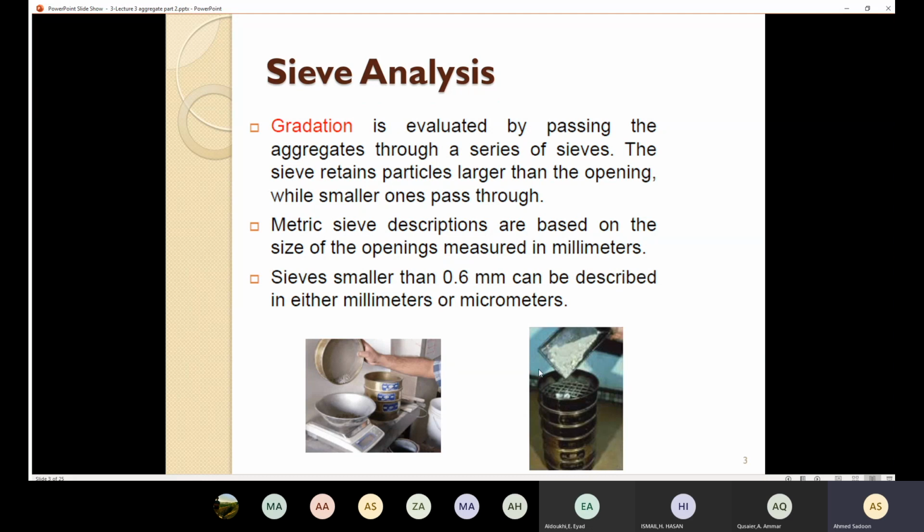Then the aggregate should go through this process, and the sieve retains particles larger than the opening, while smaller ones pass through. Okay, so if the aggregate is larger than the opening, it is going to be retained here. If the aggregate is smaller than the opening, it is going to pass to the next sieve, and so on until you finish the process.